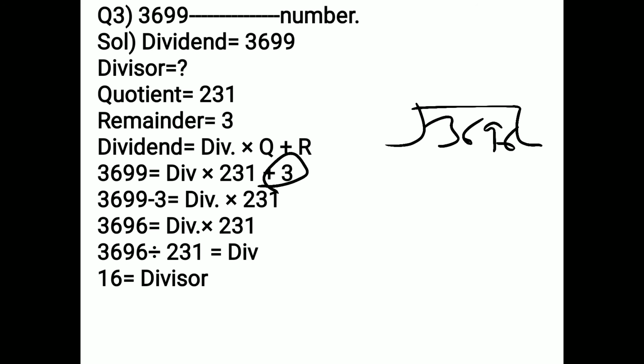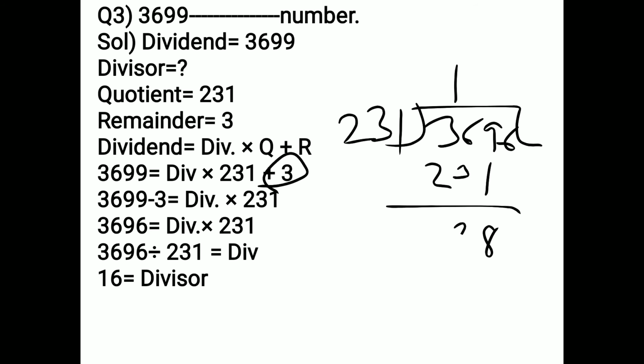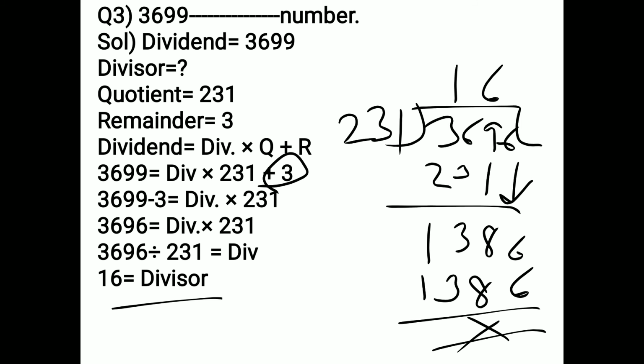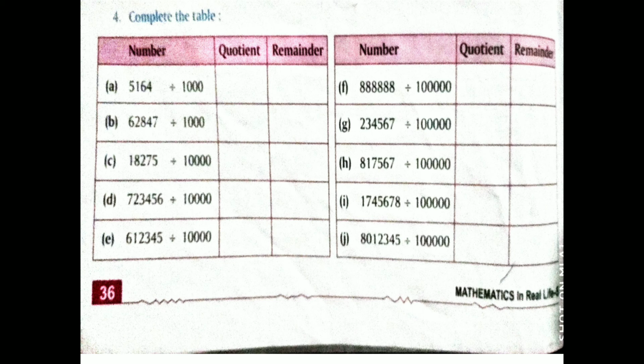When you divide 3696 by 231, 231 ones are 231, minus it. 9 minus 1 is 8, 6 minus 3 is 3, 3 minus 2 is 1, and this 6 will come down as it is. Now 6 ones are 6, 6 threes are 18, 1, 3. So the answer comes 16. So the divisor is 16 here. Clear? You have to do questions 2 and 3 both in the notebook. Clear? Now we do question number 4. It's a very easy question. See how we do. We have to do it in the book only.